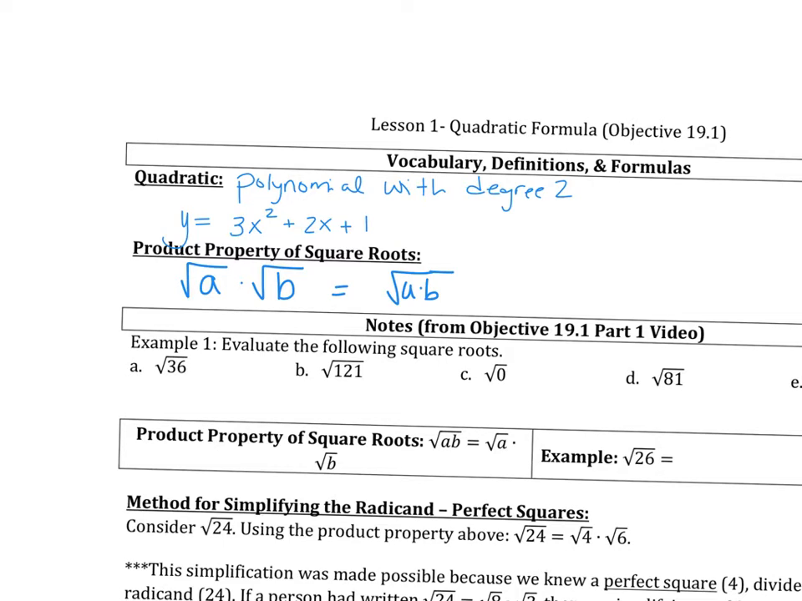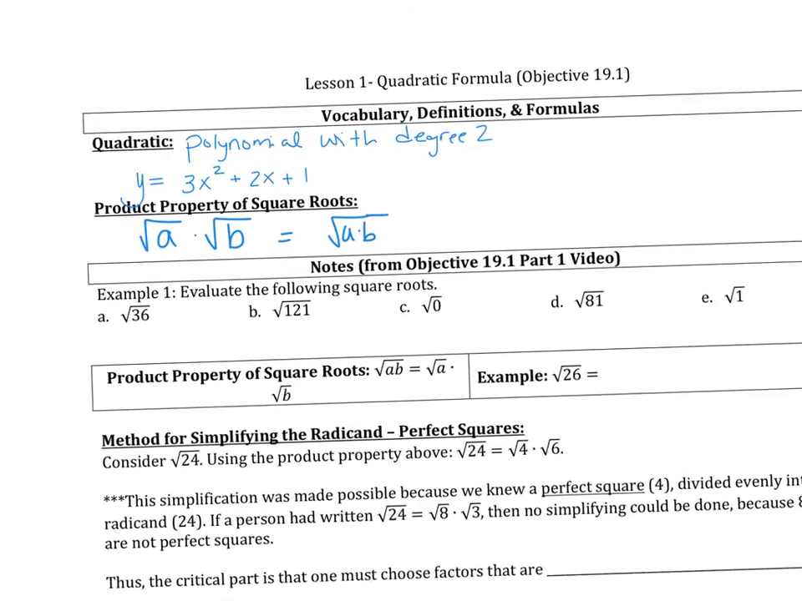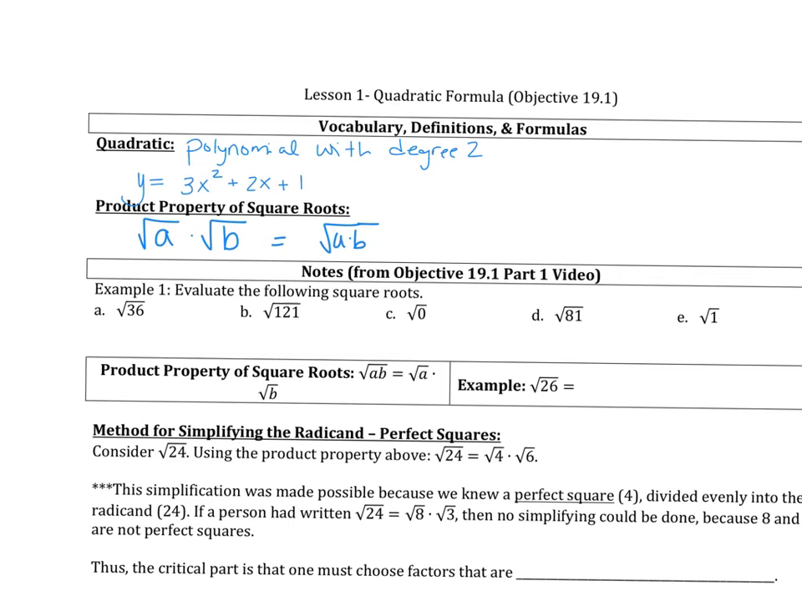We are evaluating square roots, and these are all perfect squares, so they each have an integer square root. Square root of 36 is 6. Remember, that means that 6 times 6 equals 36. So what times itself gives us 121? That would be 11. And what times itself gives us 0? 0 times 0 equals 0. 9 times 9 equals 81. And 1 times 1 equals 1.